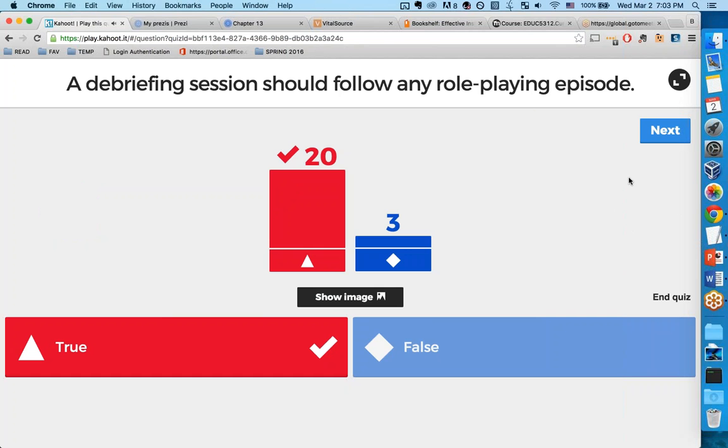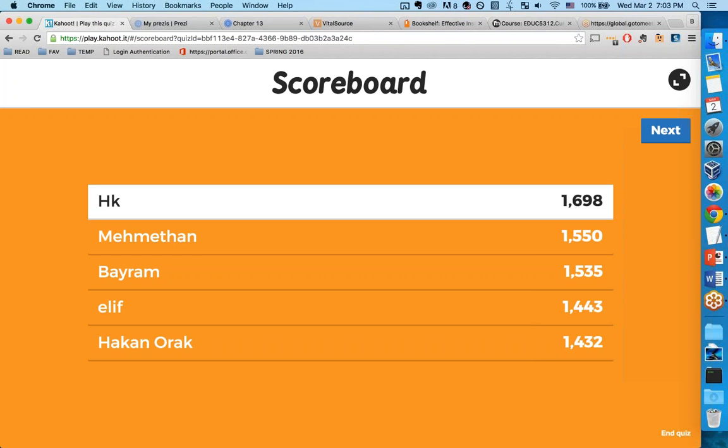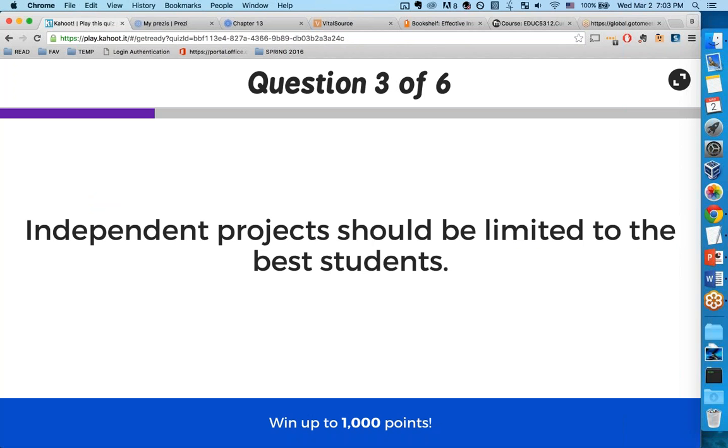Okay, the correct answer was true, and most of you said true. After the role-playing, we want to include some sort of debriefing activity. This would make our role-playing session much more effective. All right, we'll go next. All right, still HK is leading here. Very good. We'll continue with the third question.